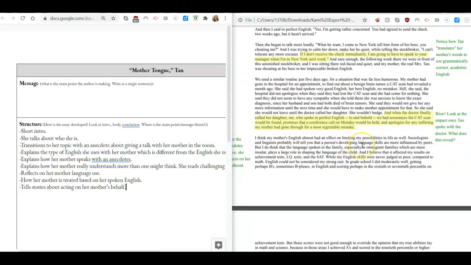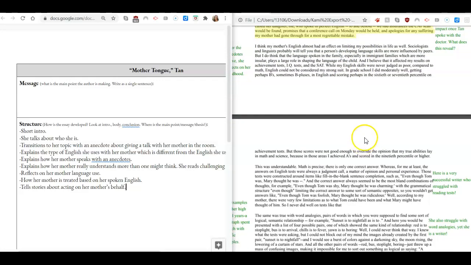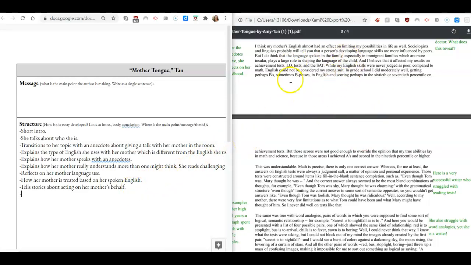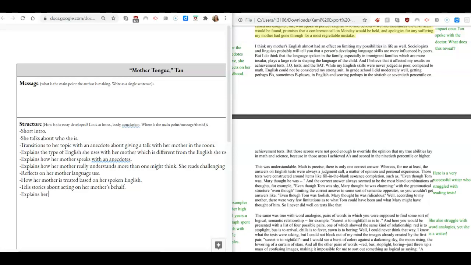All right. That's pretty revealing stuff too, because of how others treat her mother based on her English. And then she goes on to explain her own educational experience in several anecdotes. So she includes a few here.